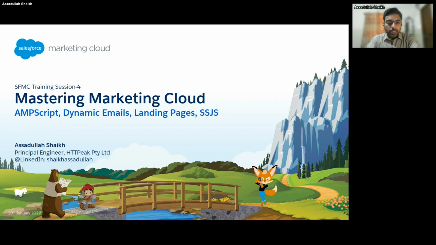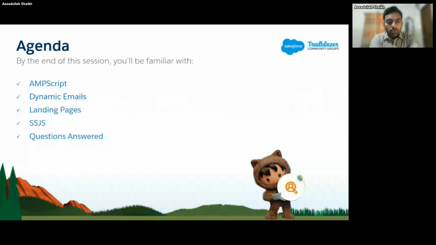So let's start with today's agenda. By the end of the session, you will be familiar with AMPscript: what is AMPscript, why do we use it, and why do we need it in Salesforce Marketing Cloud? Then we will talk about dynamic emails. Marketing Cloud is mainly for email marketing and SMS marketing as well, but today we will cover the email area and how email can be personalized or customized to engage directly with your customers.